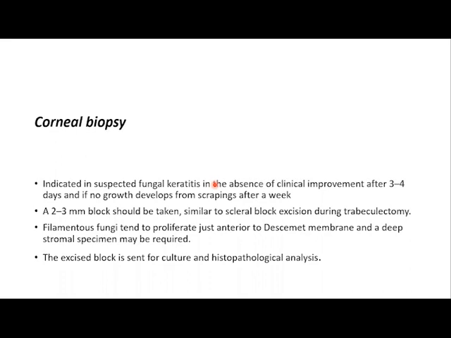Next is corneal biopsy, which is indicated in suspected fungal keratitis in the absence of clinical improvement after 3 to 4 days, and if no growth developed from scrapings after a week. A 2 to 3 mm block should be taken, similar to a scleral block during trabeculectomy. Filamentous fungi tend to proliferate just anterior to Descemet's membrane, and a deep stromal specimen may be required. The excised block is sent for culture and histopathological analysis.